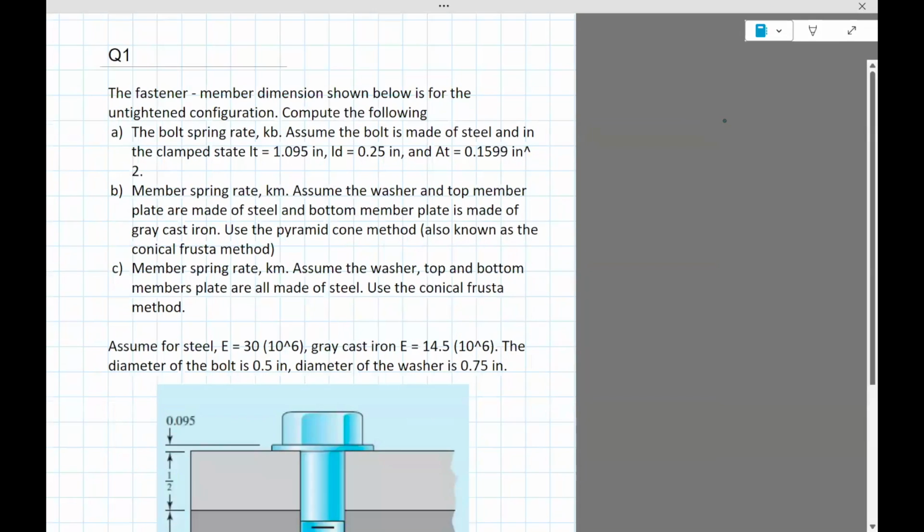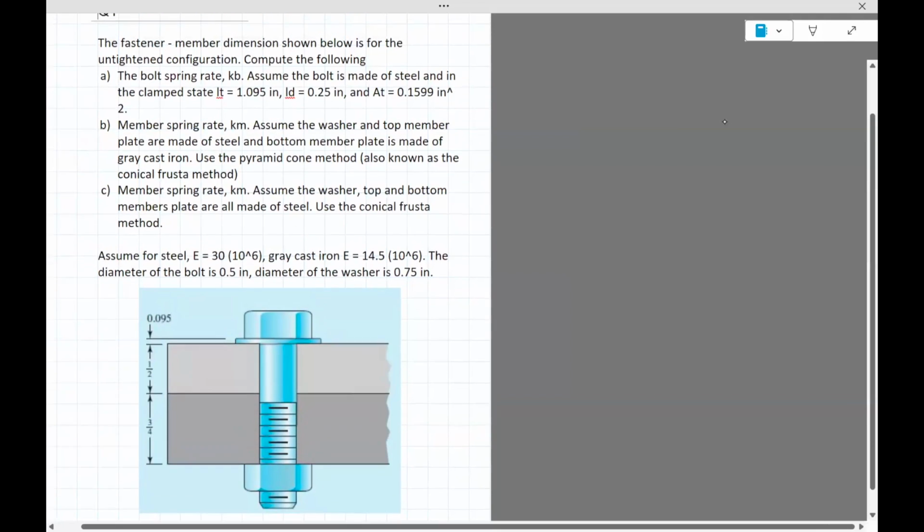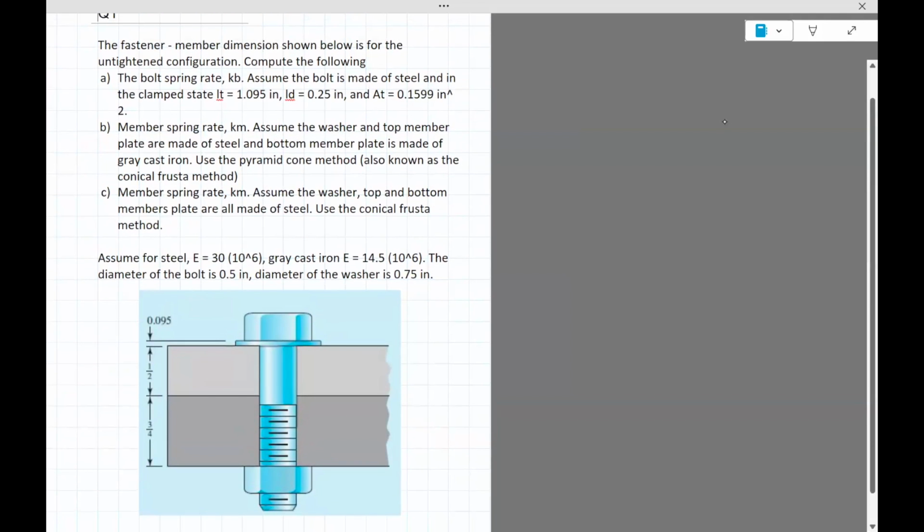Okay, so here is a problem which goes through how you compute the stiffness of the bolt and the stiffness of the members. There are two members here, the light gray and the dark gray. Also, what if the dark gray and light gray had different materials? How do you do that calculation? So that also is covered here. Okay, we have some time. Let's get started with this.